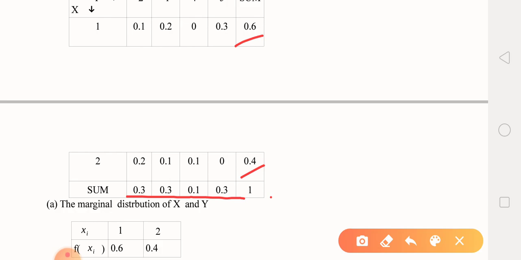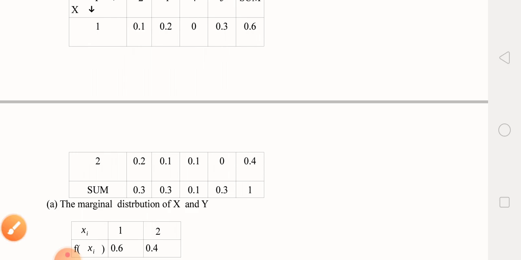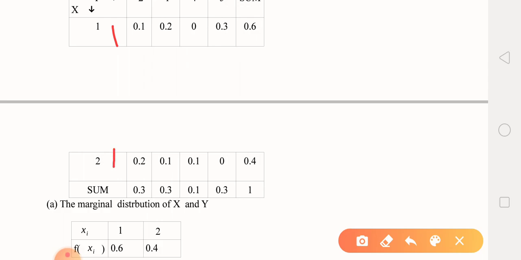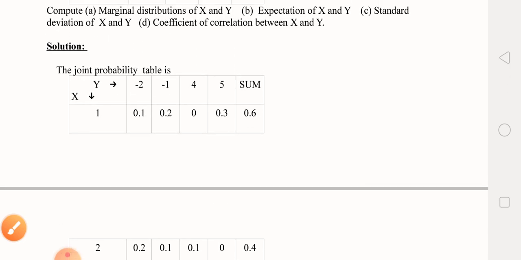Now, using this table, we can write the marginal distribution of x and y. Here you have x values. In front of the x values, in the last column, you have the corresponding probabilities for x. So, two values for x, 1 and 2, with corresponding probabilities 0.6 and 0.4, that gives the marginal distribution for x.